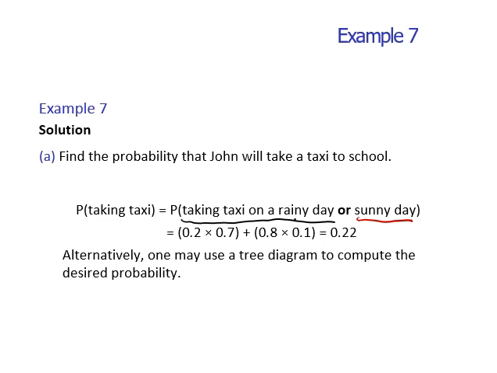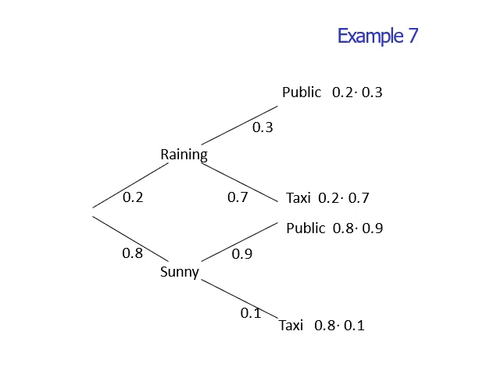Alternatively, we'll use a tree diagram. It's much easier to draw it out if you can, so that you don't make mistakes. Okay, so here is a tree diagram. This is John. Okay, so it's raining and sunny.